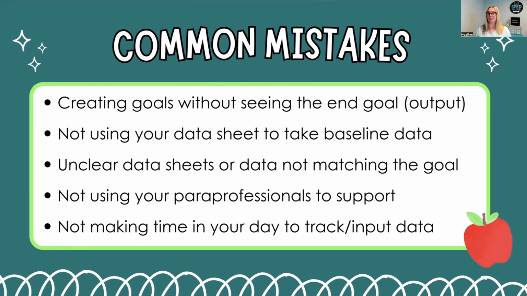Unclear data sheets or data just not matching the goal at all. I see this all the time, where it's asking for prompts, but there's no prompts in the goal. So the data sheet is asking for prompts and there's no prompts in the goal. So it's just not matching at all. So it's super confusing when I look at a data sheet and go, I don't know what this is asking because that's not what the goal says.